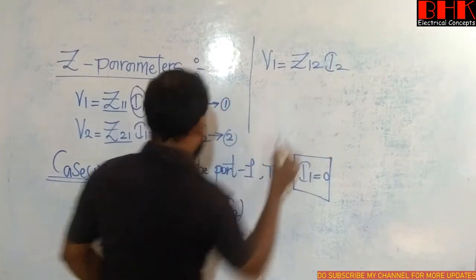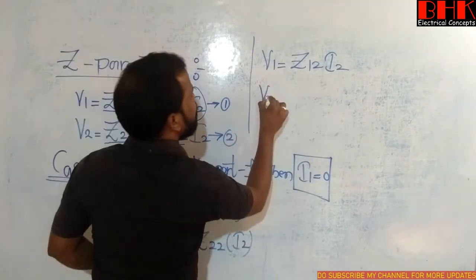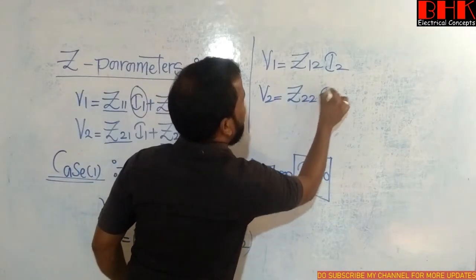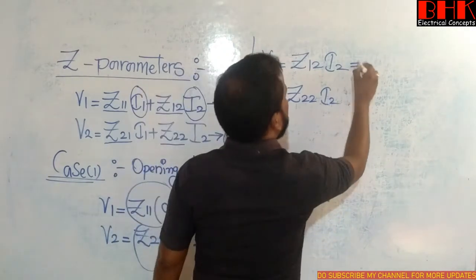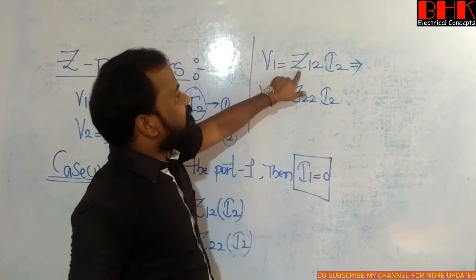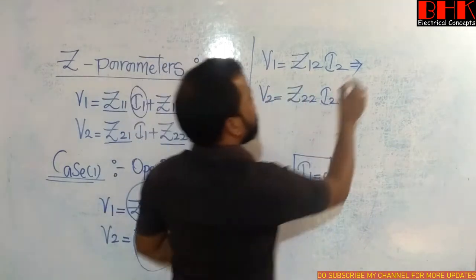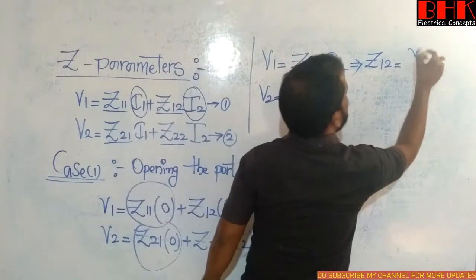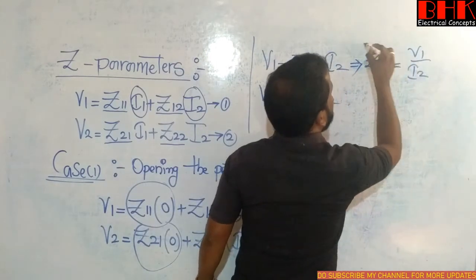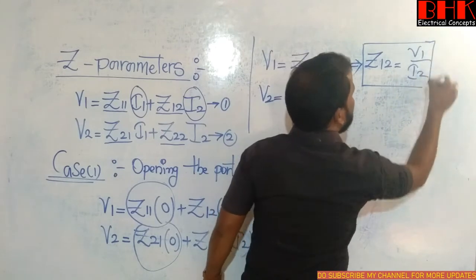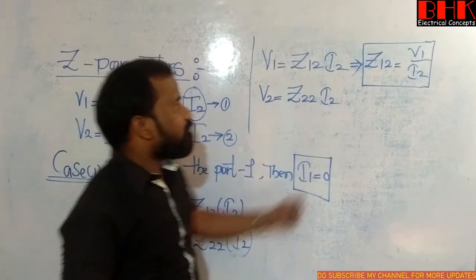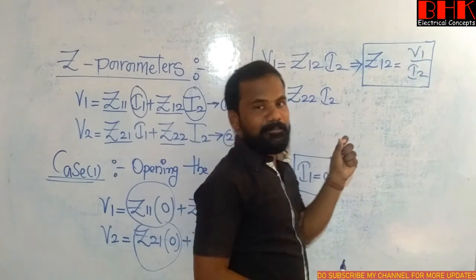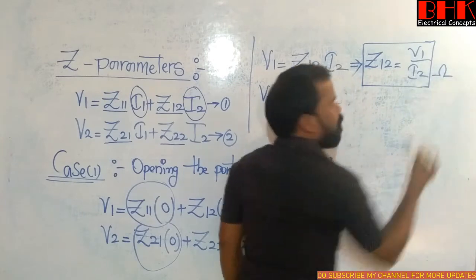Now see here, from equation number 1, V1 is equal to Z12 I2, and from equation number 2, V2 is equal to Z22 I2. Clear? Now from this, what is the value of Z12? How can we write it? Z12 is equal to V1 divided by I2. Now this is the impedance parameter Z12. So impedance is equal to V by I. What is the unit of impedance? Yes, always in ohms. Clear?